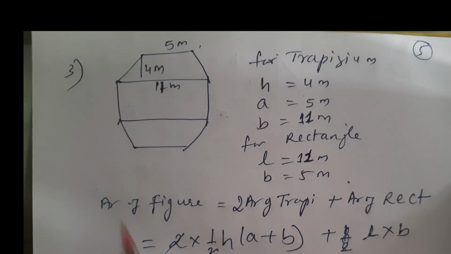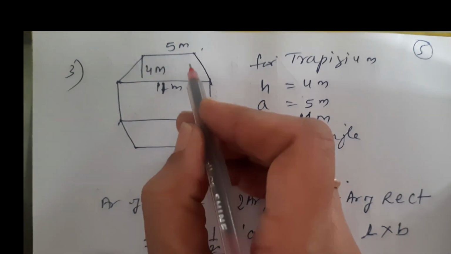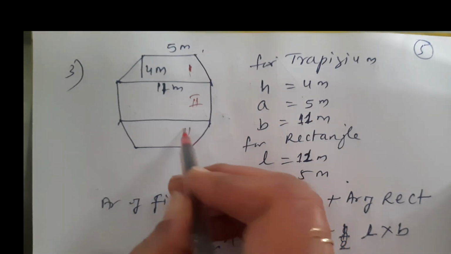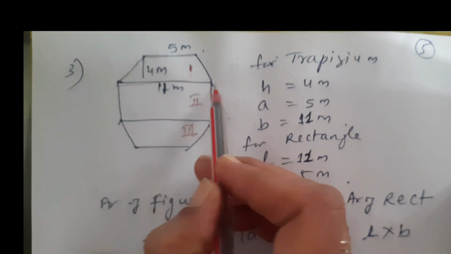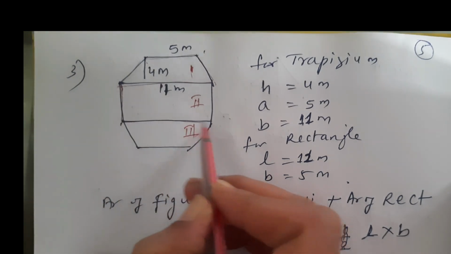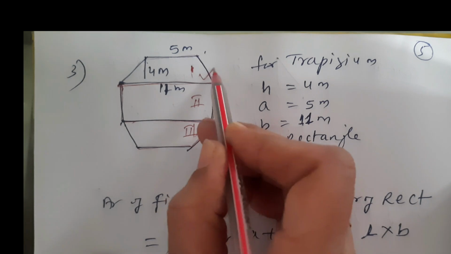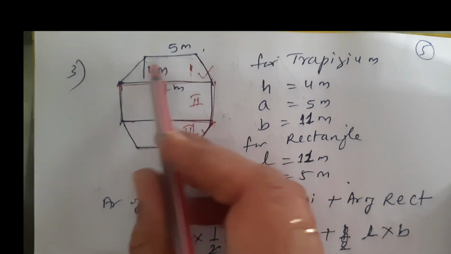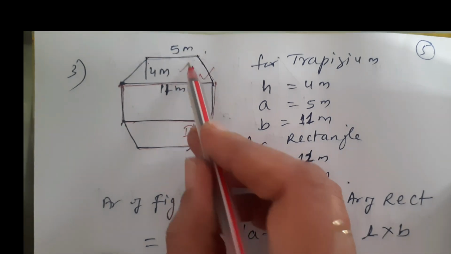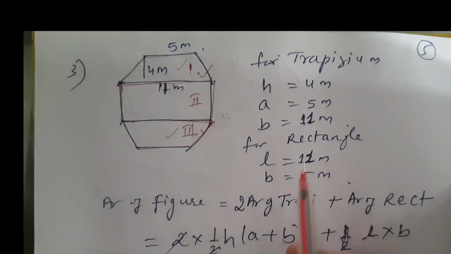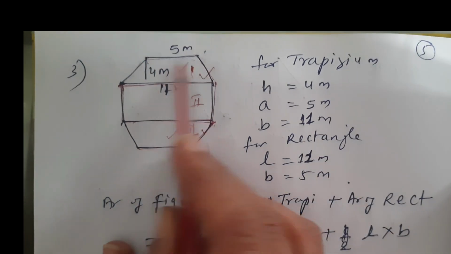Question number 3. Now in this figure you can see that the figure got divided into 3 parts. Part 1, part 2 and part 3. So part 1 is trapezium. Already you are familiar with trapezium figure now. Part 2 is rectangle, whereas the part 3 is again trapezium. Part 1 and part 3 are the same. So after finding part 1, we'll multiply it by 2 so that we get the area of 1 and 3 together.